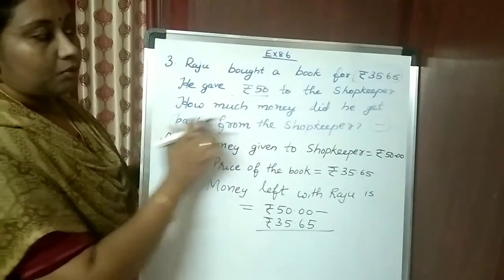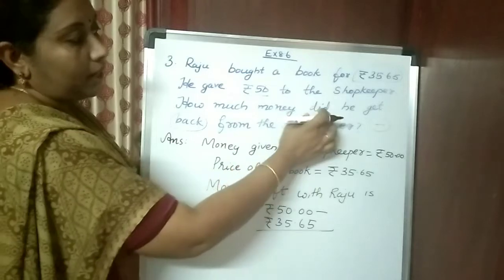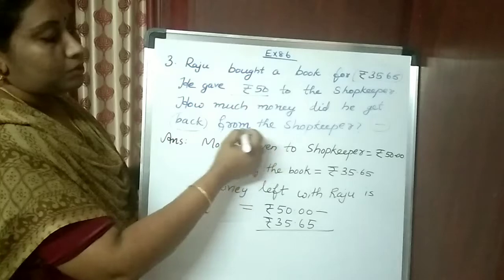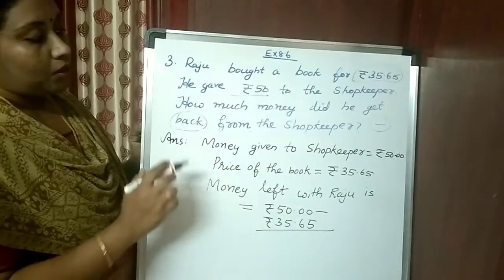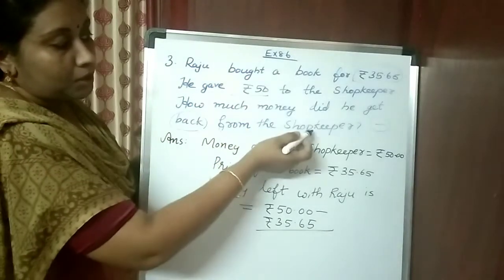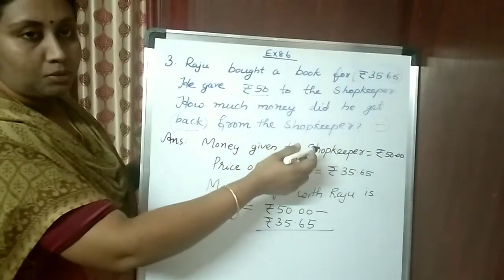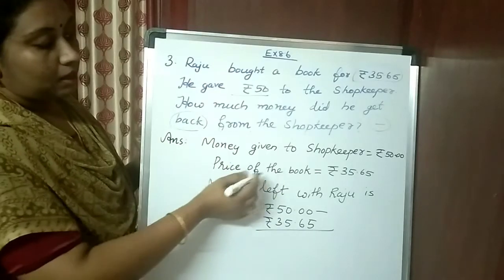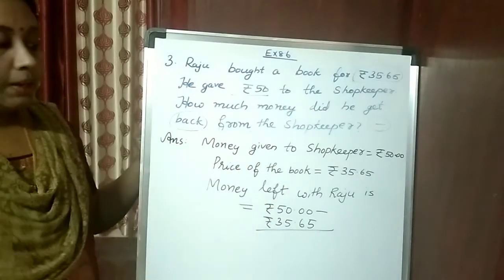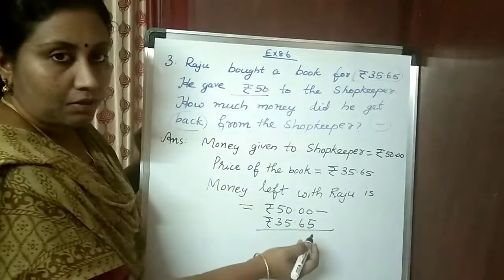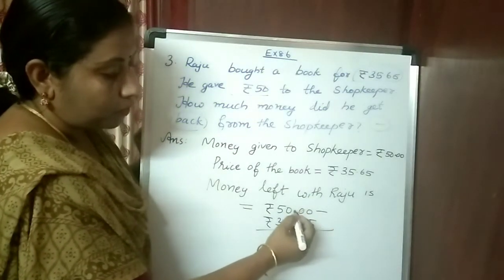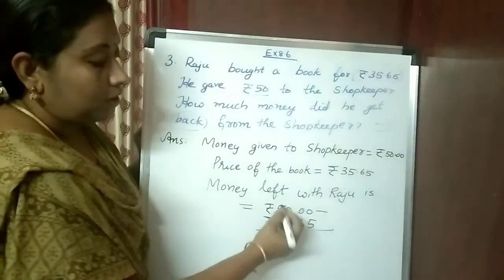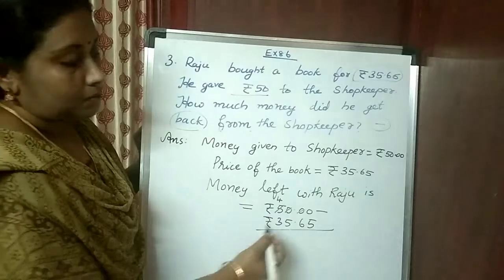That means here your question is how much money did he get back from the shopkeeper? So first you write which number? How much money was given to the shopkeeper, that number you write first. Then you subtract the price of the book. Okay. Here 0 minus 5 is possible? Not possible. So you borrow. Here also 0. Here also 0. So borrow from which number? 5. So this 5 becomes 4.